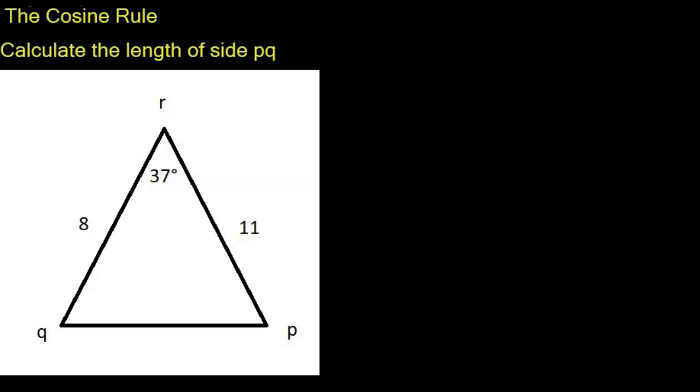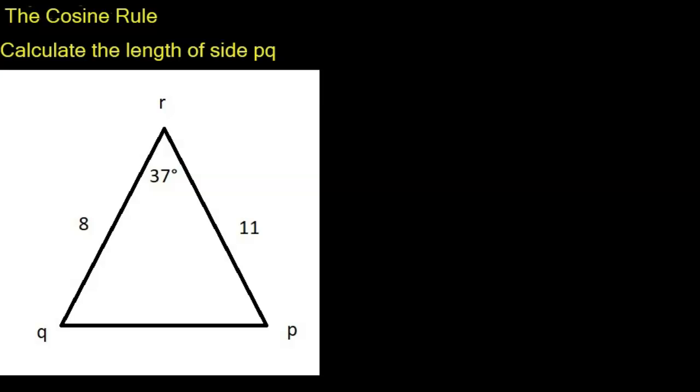So here's the first problem we want to apply the cosine rule to. Now, before we apply the cosine rule to this problem, let us look and see if the sine rule is applicable. It could be used to solve this problem. Could we use the sine rule to solve this problem? The value of side PQ?